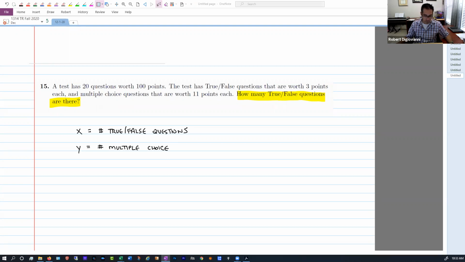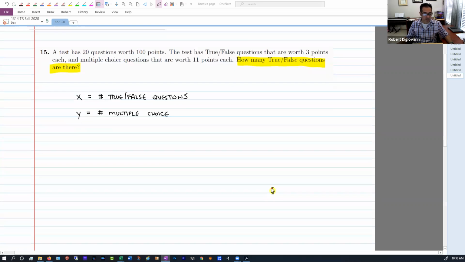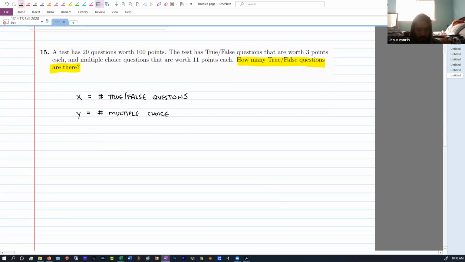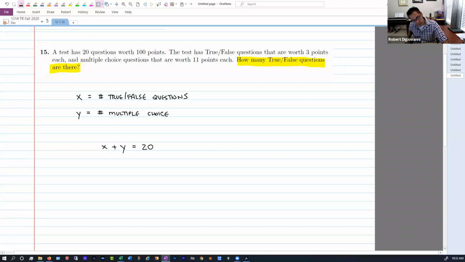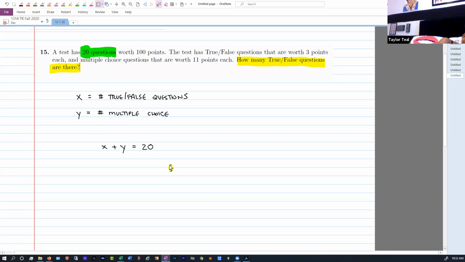Now, can anybody give me the first equation we can set up? X plus Y equals 20. Excellent. X plus Y has to be 20. The number of true and false plus the number of multiple choice should be the total number of questions on the test, which we're told is 20, right? We have 20 questions. And so when you add those 2 together, we better get 20. Now, the harder of the 2 equations we have to come up with is the next one. So does anyone have an idea of how we can get the next equation?